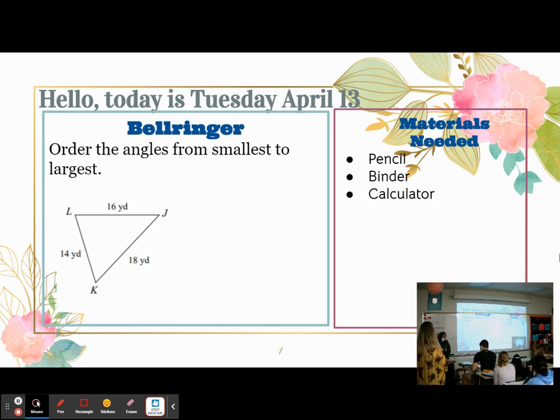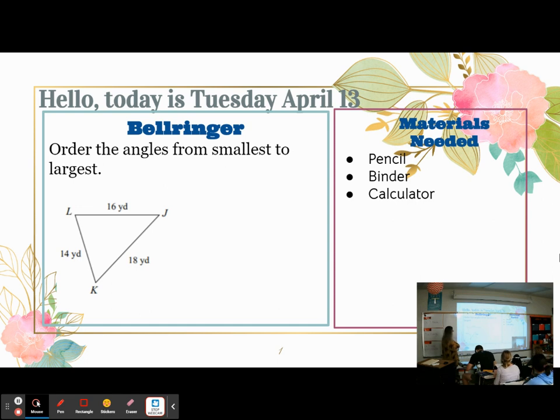I agree. Yeah, very good. And I like your explanation. You can leave that up there in case anyone needs to fix theirs. So she explained that since LK is 14 and 14 is the smallest number, then the angle opposite that would be the smallest angle. So that would be J.